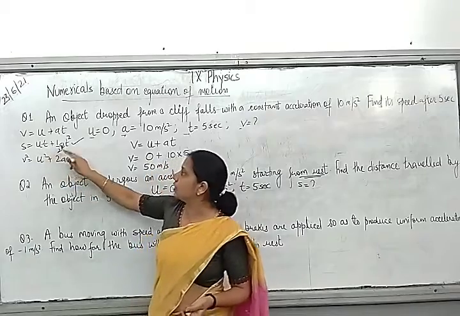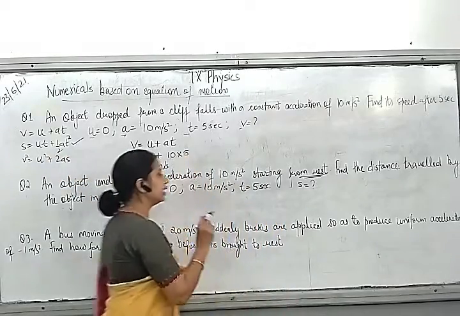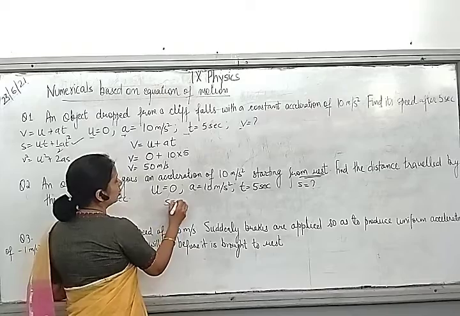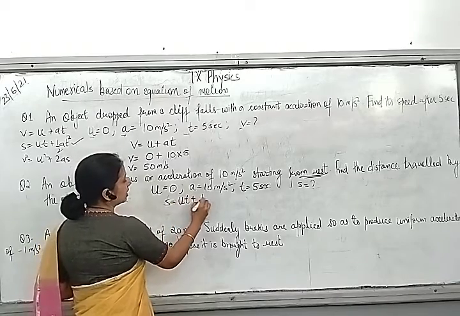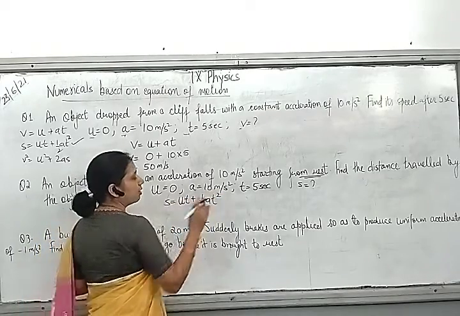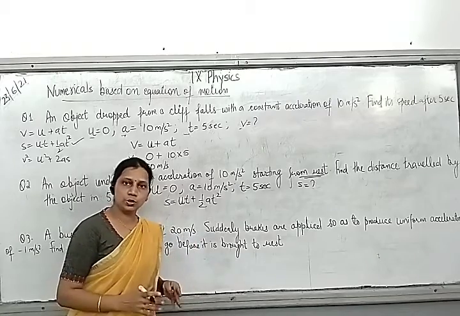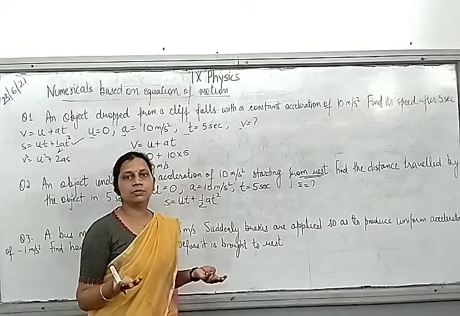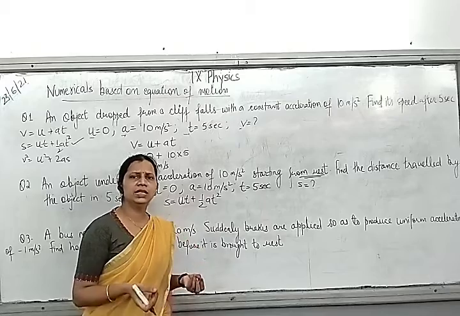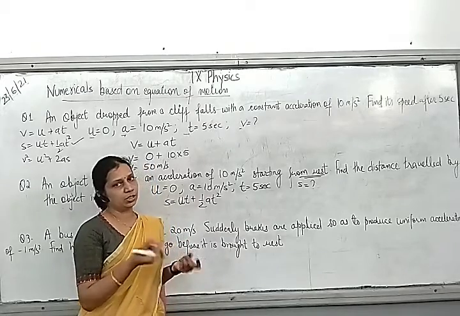You have U, you have T, you have A. So use the second equation. The second equation is S equal to UT plus half AT square. Once you know which equation to use, this problem is half solved. Not simply, you have to put the values in and solve it.